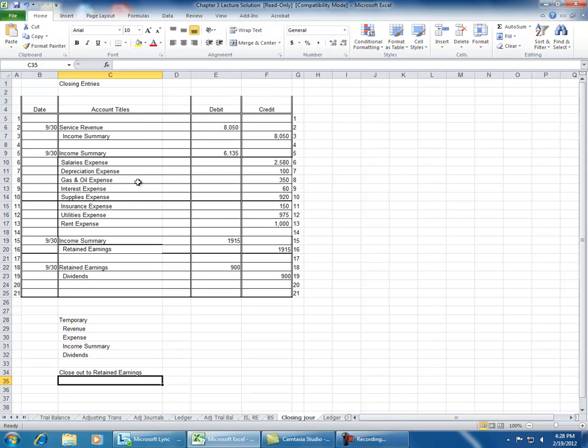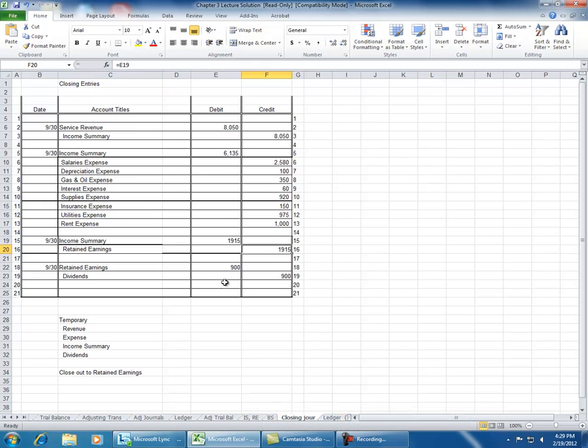This is a simple process where we basically take what's in revenues, which was 8050, and debit out that balance to make it zero and put it into income summary, which is a temporary clearing account. You'll see all of your expense accounts are credited to take those balances down to zero, and that's cleared through the income summary account. The net of these two is 1915. It gets debited out of income summary, that temporary account, and credited finally to retained earnings.